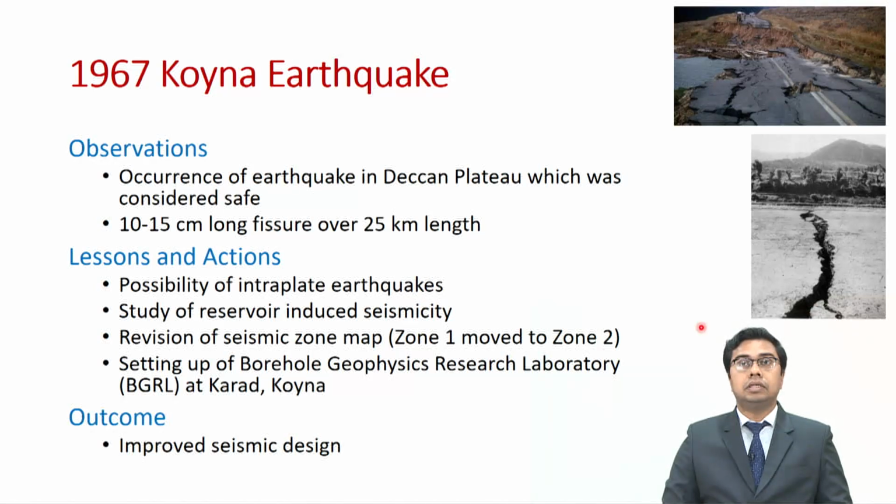But the major observation was that an earthquake happened in the Deccan Plateau, which was earlier considered to be aseismic, or safe from earthquakes. This gave rise to the possibility of intraplate earthquakes. This is one of the intraplate earthquakes that has happened. Most of the earthquakes, as we have seen in previous classes, are interplate earthquakes.